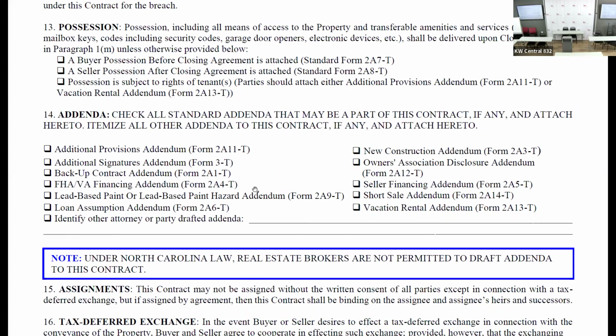Addenda, this is where you reference any addenda that is attached, or any attorney or party drafted addenda. So the buyer or the seller can draft addenda. We, as their agent, cannot, but an attorney can. That is not an addenda. That is correct. We are not a party.